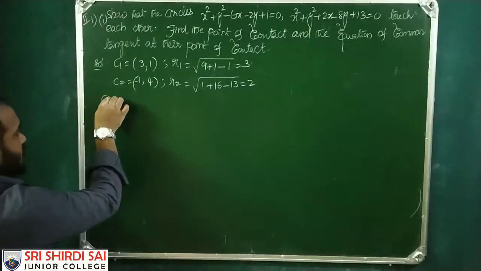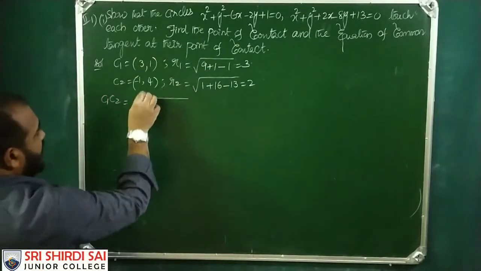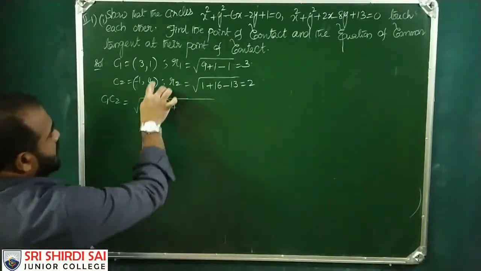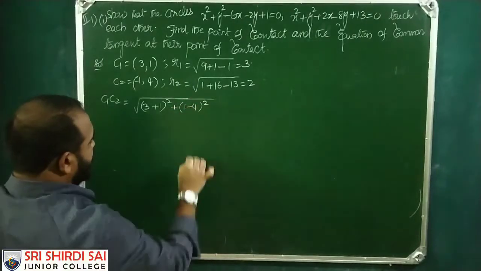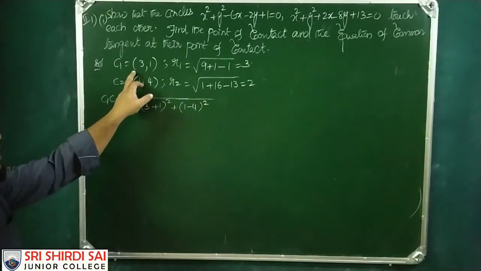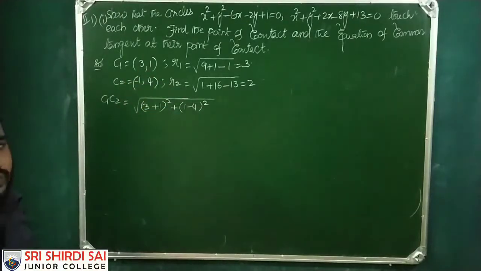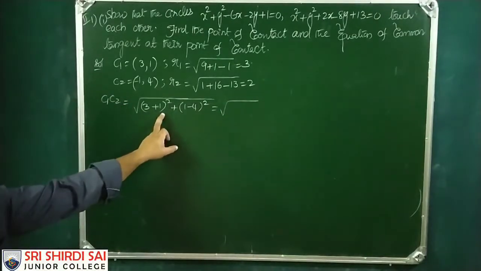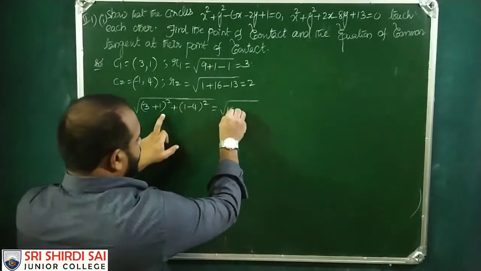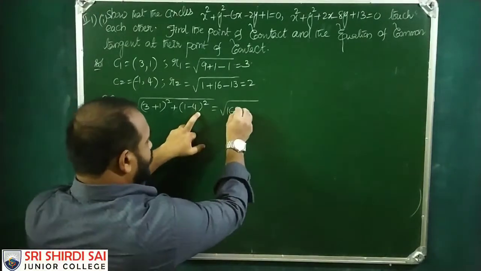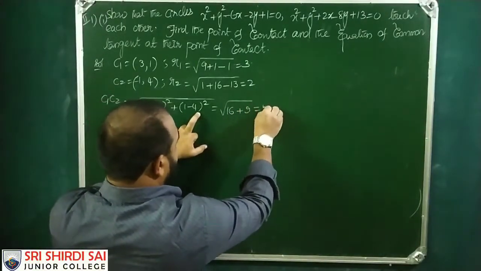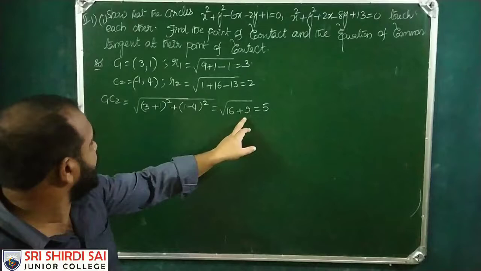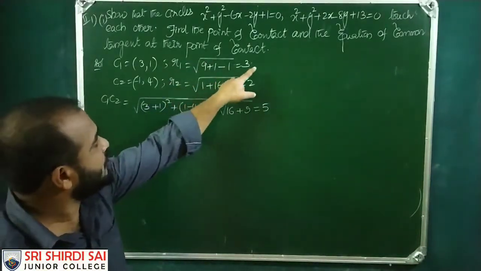Now C1C2 is equal to the square root of (3 minus of minus, so 3 plus 1) whole square plus (1 minus 4) whole square. So the distance formula I am applying, C1 is (x1, y1), C2 is (x2, y2). That is equal to 3 plus 1 whole square, 4 squared 16, 1 minus 4 whole square, 3 squared 9. So this is equal to root 25, which is 5. Now clearly C1C2 is 5, R1 plus R2 is 3 plus 2, 5.